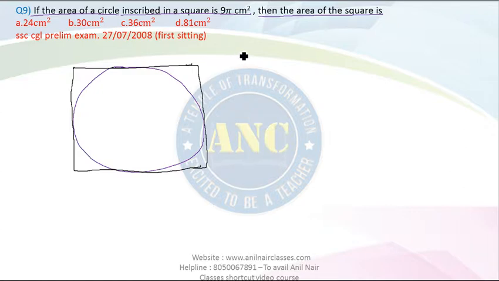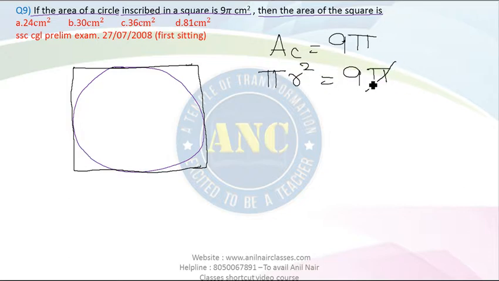Now see here, sir. Can I say that the area of the circle is given as 9 pi. Area of a circle in general is pi r square. Pi r square is 9 pi. Pi cancels. R square is 9. R is equal to 3. That means the radius of the circle is 3.